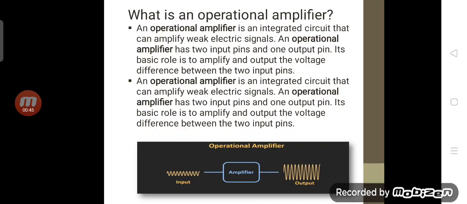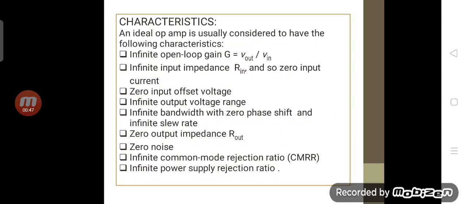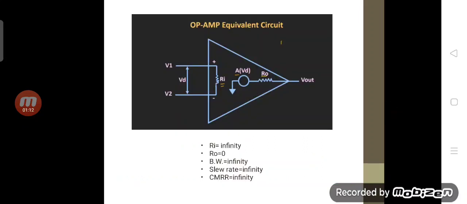Now let's move on to the next point. These are different characteristics of ideal op-amp: infinite open loop gain, infinite input impedance, zero input offset voltage, infinite output voltage range, infinite bandwidth, zero output impedance, zero noise, infinite common mode rejection ratio, infinite power supply rejection ratio. Now we discuss in detail.